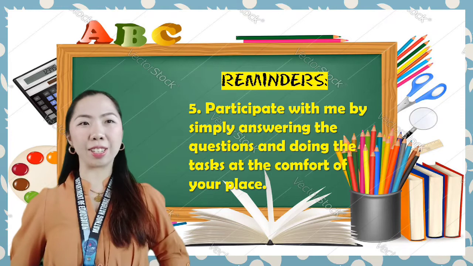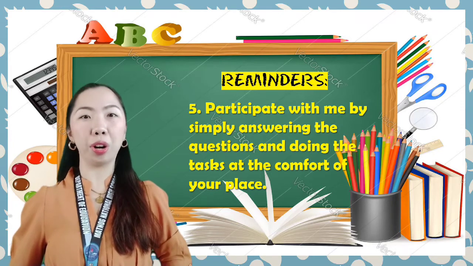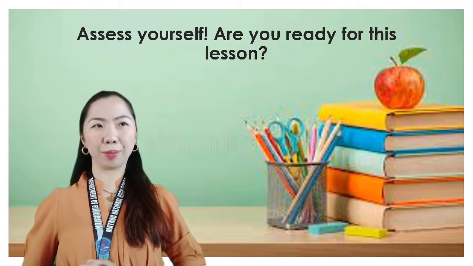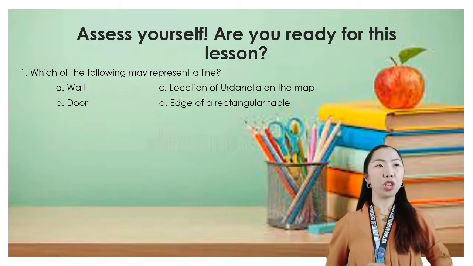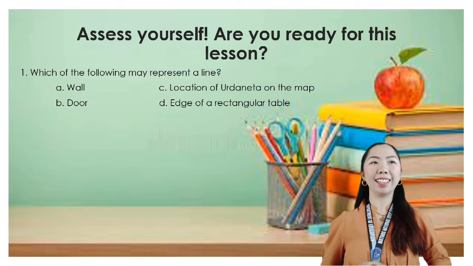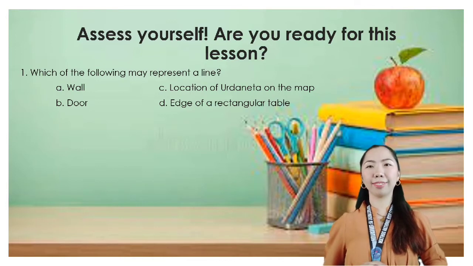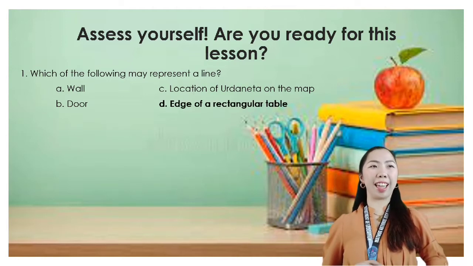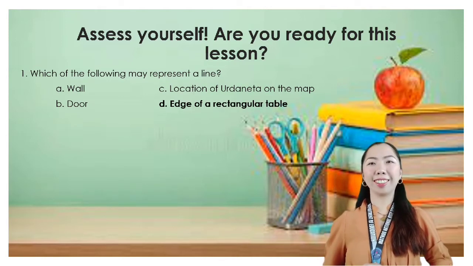Last time, you have completed another quarter in this journey of yours in the world of mathematics. So as we continue our lesson, please try to answer this first on your answer sheet. Are you ready? Okay. Number 1. Which of the following may represent a line? A. Wall. B. Door. C. Location of ordinatum on the map. D. Edge of a rectangular table. What is your answer, class? Okay, that is correct. Edge of a rectangular table.